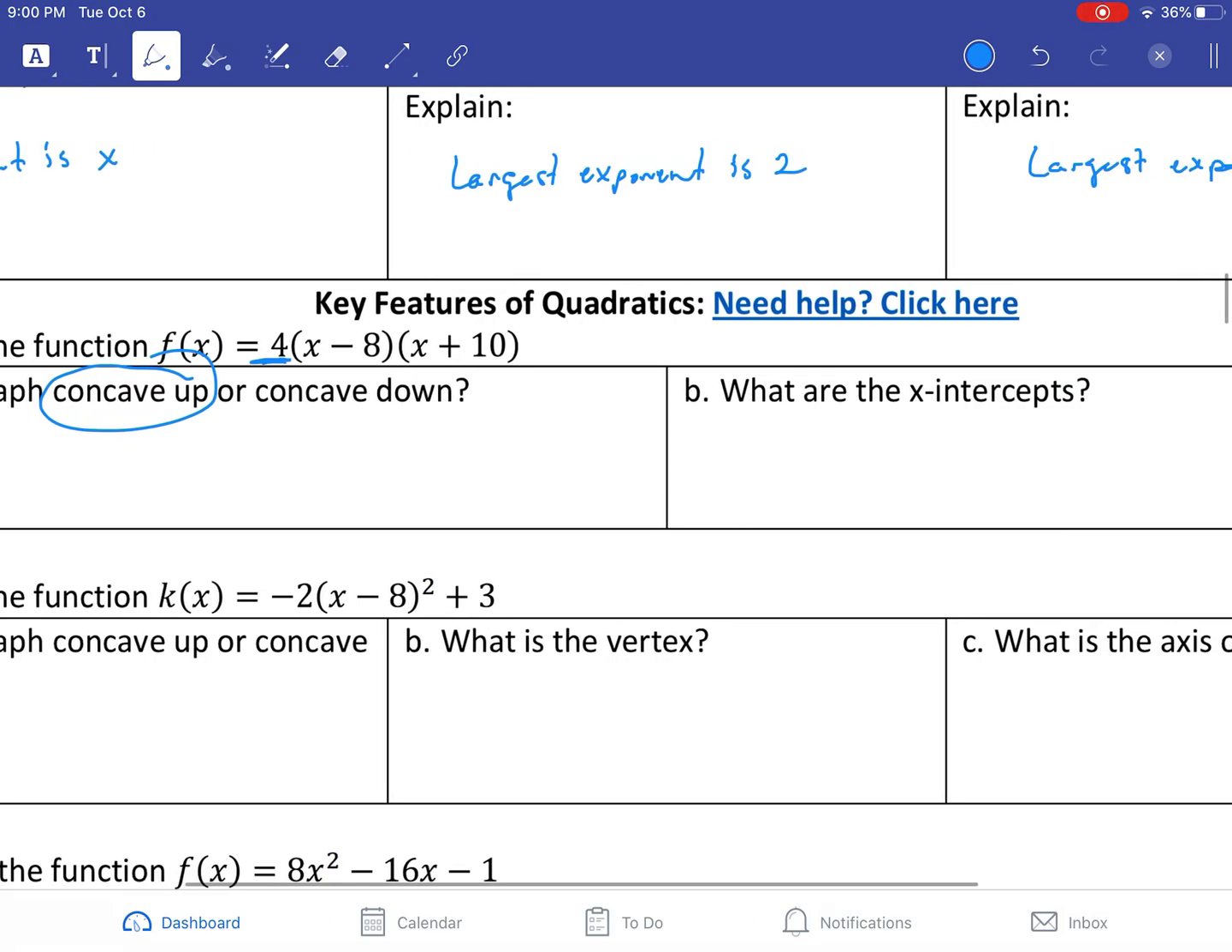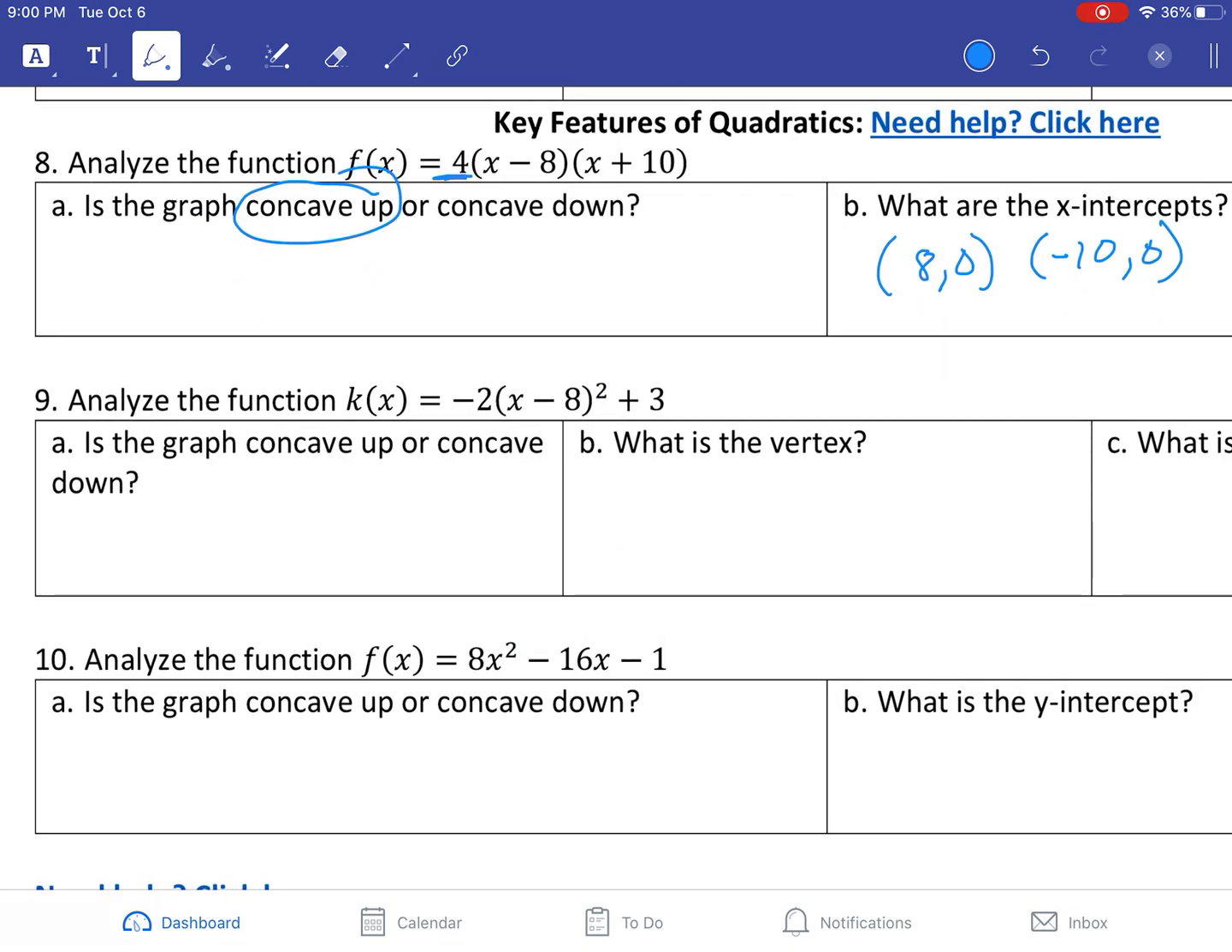What are the x-intercepts? You take each of the factors, so x minus 8 and x plus 10, set them both equal to 0 and solve. You're going to put these as points. So you're going to have 8 comma 0 and negative 10 comma 0. You have to solve both the factors, set them equal to 0 and solve them, and then you can find your x-intercepts. Please make sure you write them down as points because they are x-intercepts.